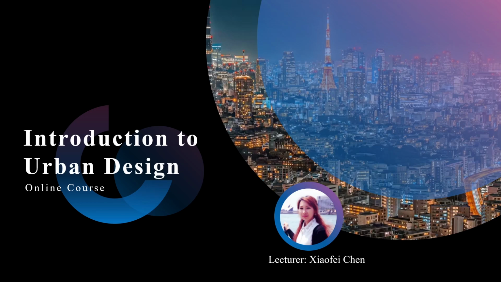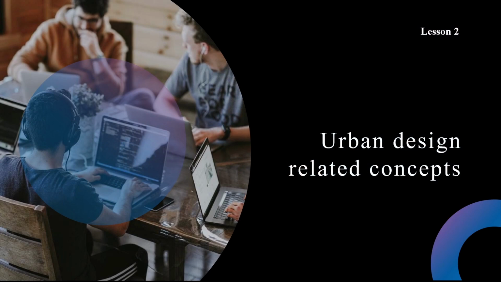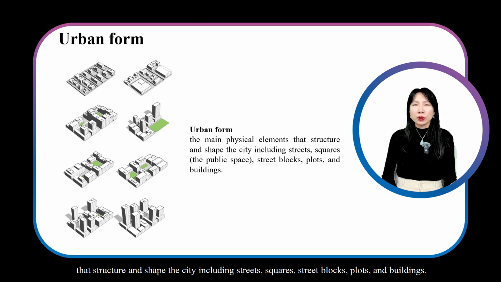In this lesson, we will explore some concepts related to urban design. Through this lesson, I hope you will gain a clear understanding of the fundamental concepts in urban design. First of all, let's talk about urban form. Urban form is a very important concept, which refers to the main physical elements that structure and shape the city, including streets, squares, street blocks, plots, and buildings.